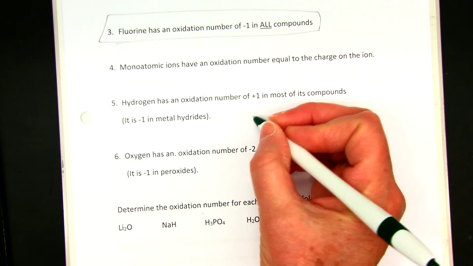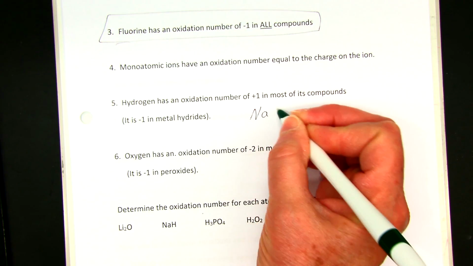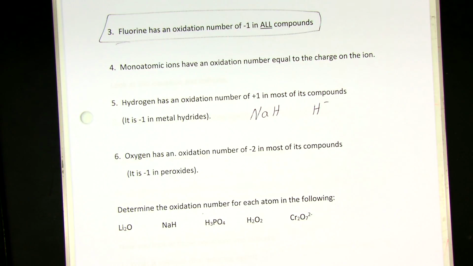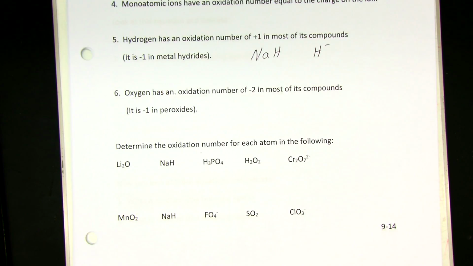Metal hydrides are where you have something like sodium hydride, and the hydrogen is actually a -1 ion now instead of a +1. Remember, sometimes hydrogen can act like a halogen. Oxygen is a -2 most of the time unless it is a peroxide, and if it's a peroxide, it's a -1.